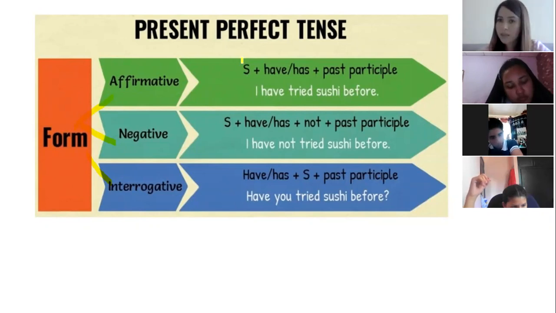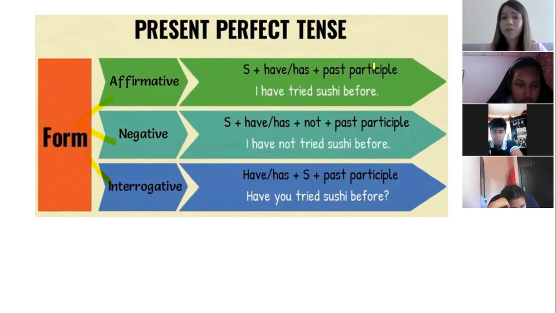The subject could be anyone or anything. Have or has depending on the subject. Si es primera persona o si es tercera persona. And the past participle, that's all. In this case, the subject is I, have tried, the past participle of try, sushi before.